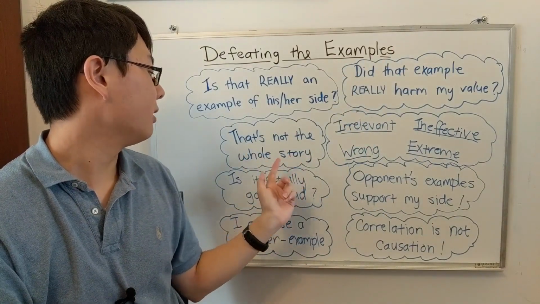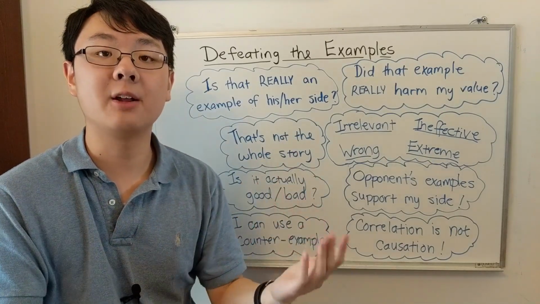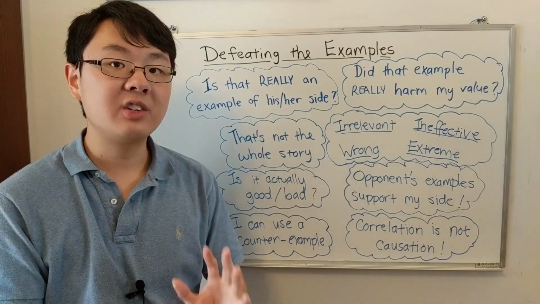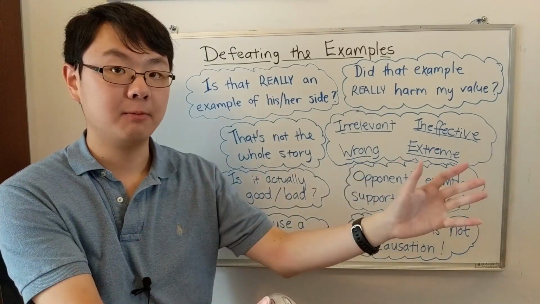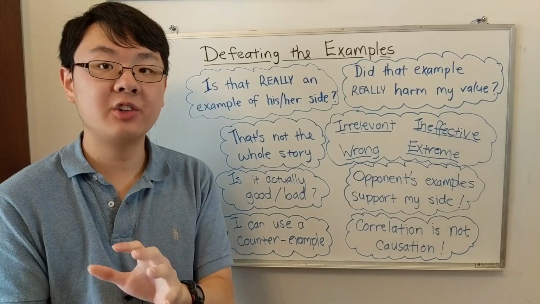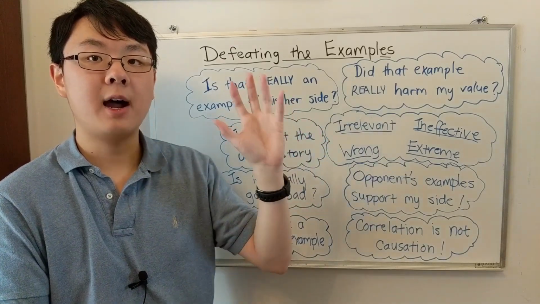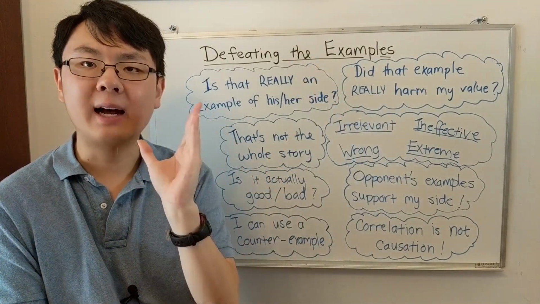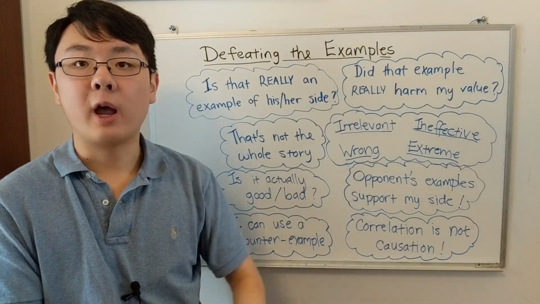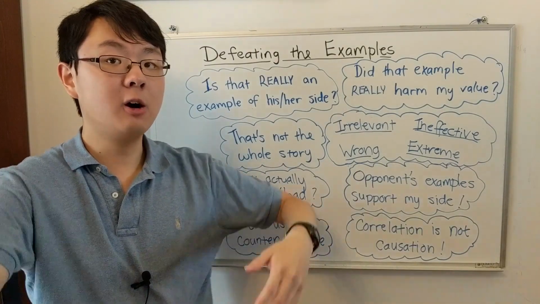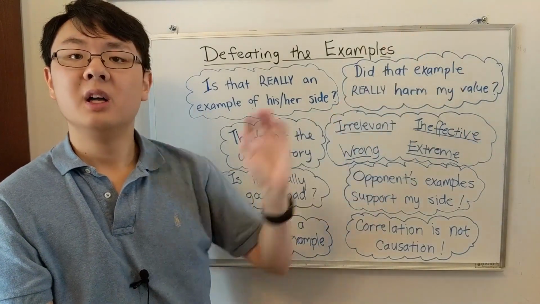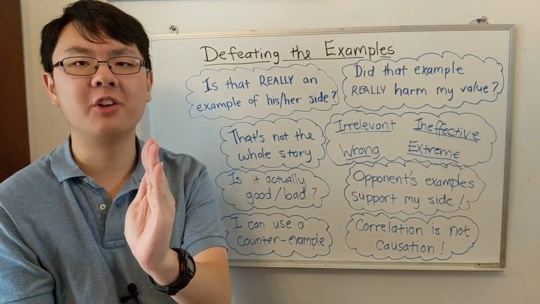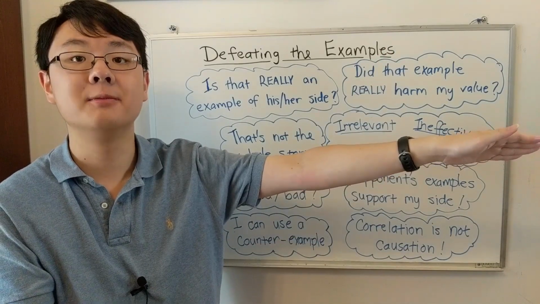That's not the whole story. You can see if there's actually something they're leaving out. So basically it comes down to two important things. Does the example actually support the opponent's side? If the opponent has an example and he says, this is an example of how free trade is good, does the example actually support his side? And if he gives an example saying, look at this, in this example my value was awesome, does that example actually support his value? Or does it actually prove something else totally unrelated?